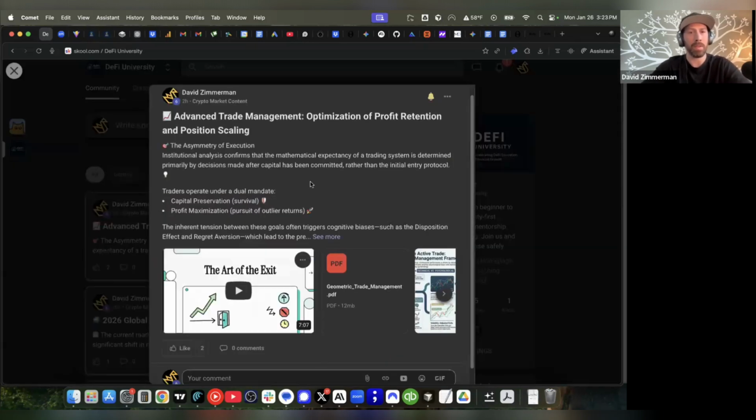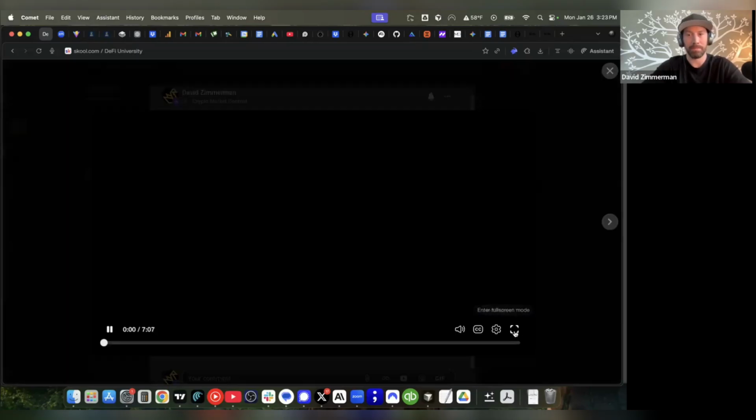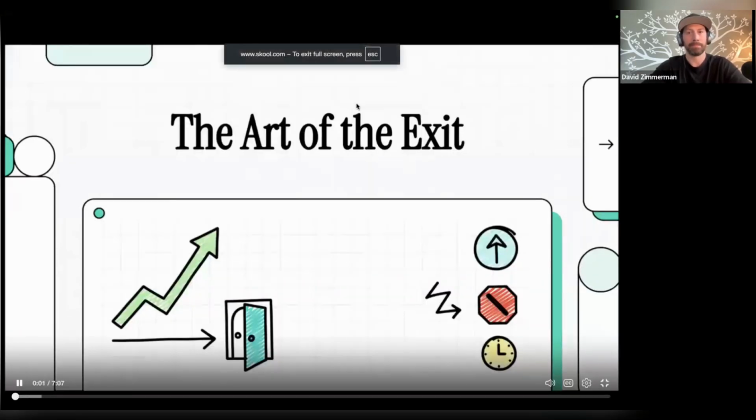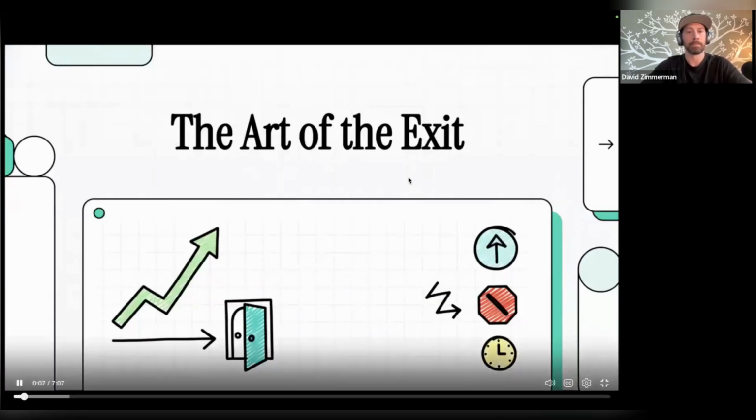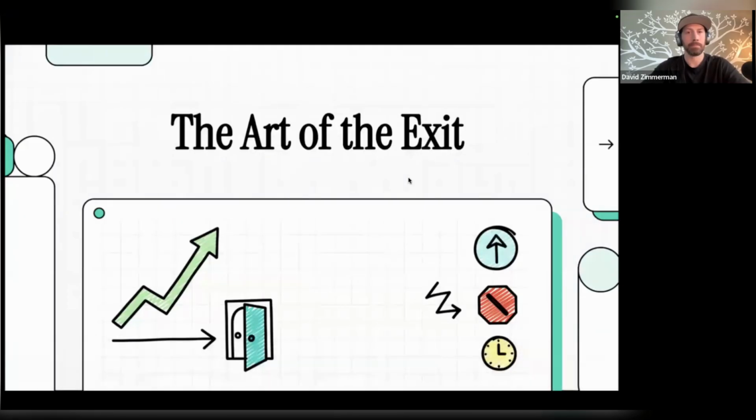Let's go ahead and start things off with advanced trade management, the art of the exit. All right, let's get right into it. We're going to talk about something that honestly is the biggest difference between amateur and professional traders. And it's not what you think. It's not about how they get into a trade, it's about how they get out.